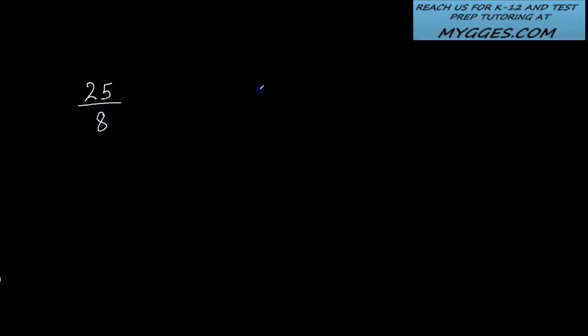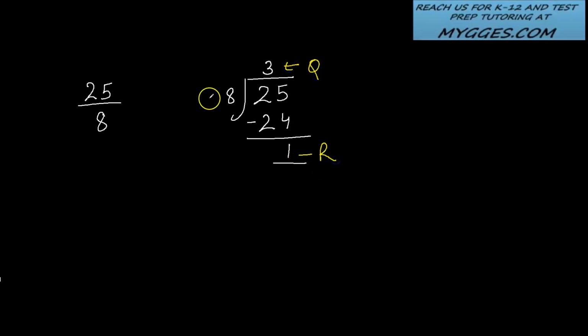So let's do the same thing. 25 divided by 8. So we know that 8 goes into 25 3 times, and that is 24. And then your remainder would be 1. So now this is your quotient, this is your remainder, and this is your divisor. So as we know that writing of the mixed fraction is in the form Q and R over D, that is 3 and 1/8.